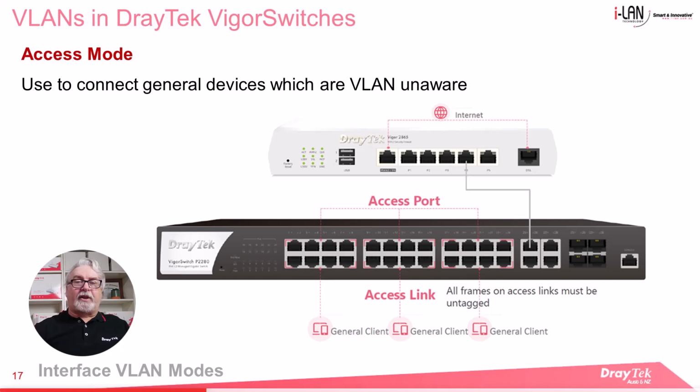Access mode is used to connect general devices which are VLAN unaware. These devices, which can be PCs, printers, file servers and so on, do not add a VLAN tag to their data packets. As shown in this diagram, the switch using access mode can be connected to a router LAN port without any VLANs configured, and all devices connected to the switch can access the internet.